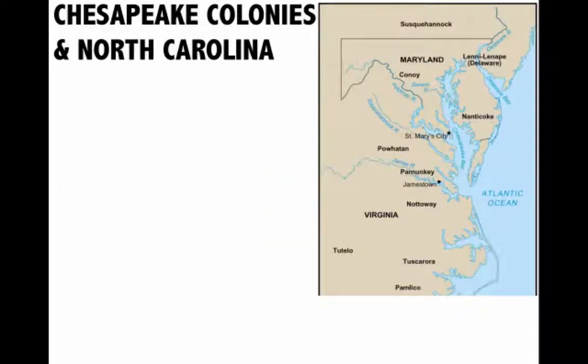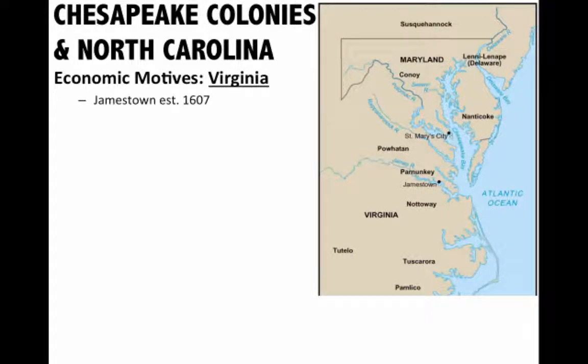Another area is the Chesapeake colony. We're dealing with Virginia and Maryland in this case, in the Chesapeake Bay region, but sometimes North Carolina gets lumped into this. If you take a look at Virginia, for example, you will see the economic motives of the colonization of this area. You have people like John Smith, 1607, the establishment of Jamestown. The Virginia Company of London plays a key role in this.